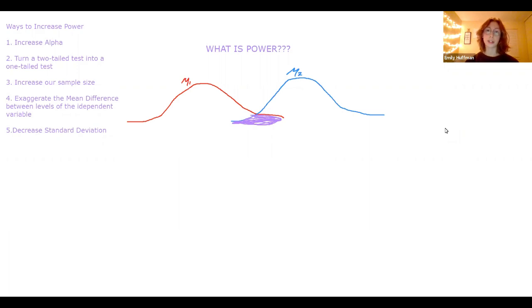So the true definition of power is the probability that we will correctly reject the null hypothesis. And another way of thinking of it is the probability that we will get a small p-value, which will lead us to rejecting the null hypothesis. Now, what does this look like in our data?